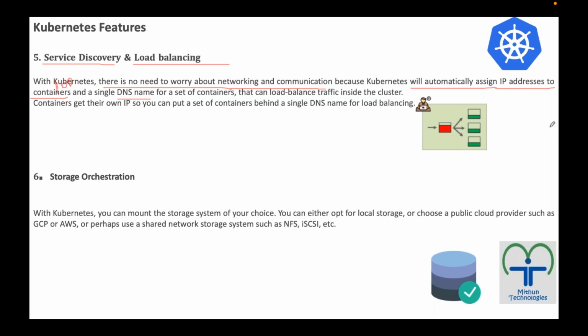Do we need to depend on the IP addresses? IP addresses are dynamic. If a pod goes down and is recreated, the IP will change. We need not depend on them. So there is an inbuilt service discovery, DNS, and it also does the load balancing. If there are multiple replicas for that service, it does the load balancing. Kubernetes has service discovery and load balancing embedded in it.